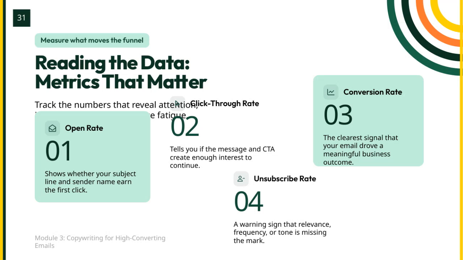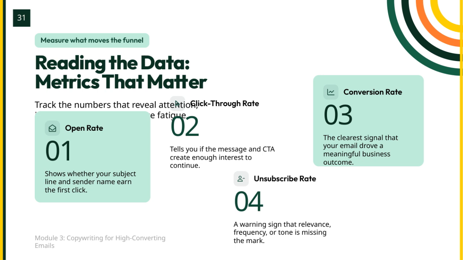When we're measuring what moves the funnel, it's crucial to focus on the metrics that truly matter. These key numbers help us understand how well our emails are performing and where we might need to improve. First, the open rate shows us if our subject line and sender name are compelling enough to get that initial click. Without a good open rate, the rest of the email doesn't even get a chance.